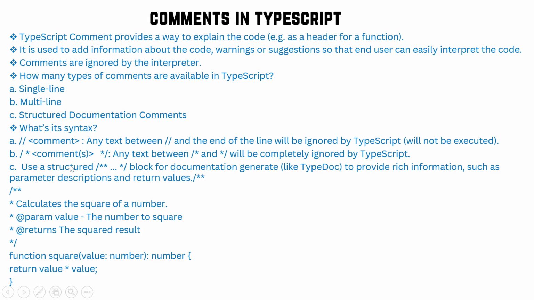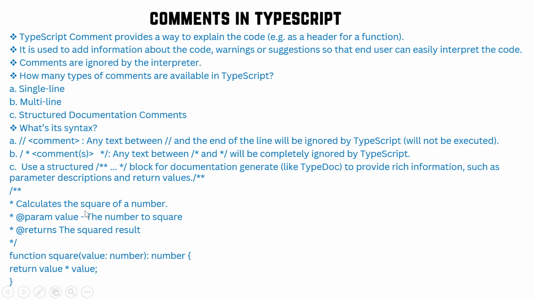The last important one, apart from single-line and multi-line, is called the structured documentation comment. Whenever you are trying to create a method or other useful component, you can give more information to the user about what it is all about. These are called documentation. The structure is slash star star, then multiple lines, and you end with star slash. It is a block for documentation generators like TypeDoc to provide rich information such as parameter descriptions and return values. In case you want to create a method with parameters, which you will learn later, you can give this kind of comment.